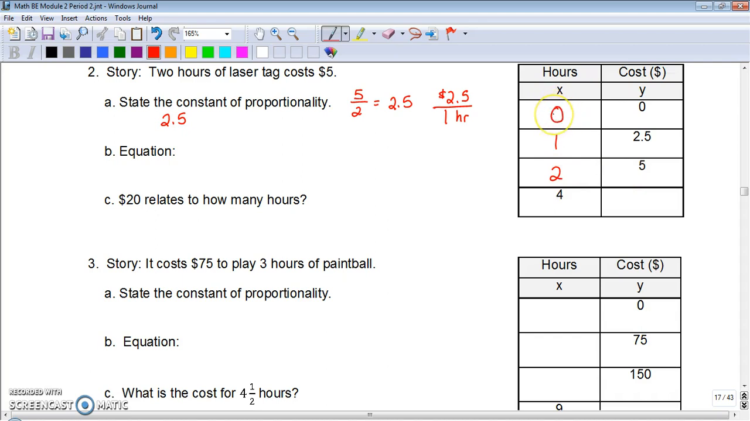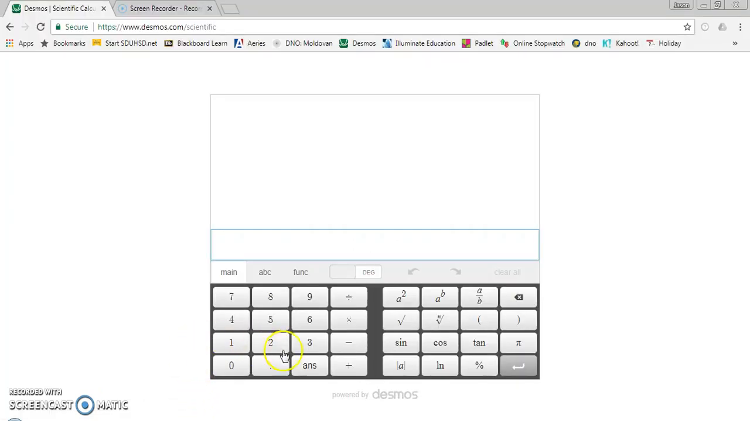This is probably 0, 0, since all of these are proportional. And then for 4, well, I've jumped from 2 to 4. I've doubled it, so I'm probably going to do the same thing with my cost here. If I'm not sure, though, here's my equation, and I could double check it. So for 4, don't forget my X there, Y equals 2.5 times 4, which is 10.